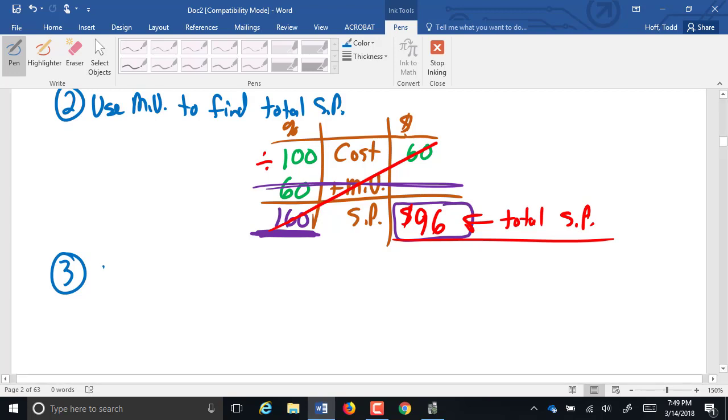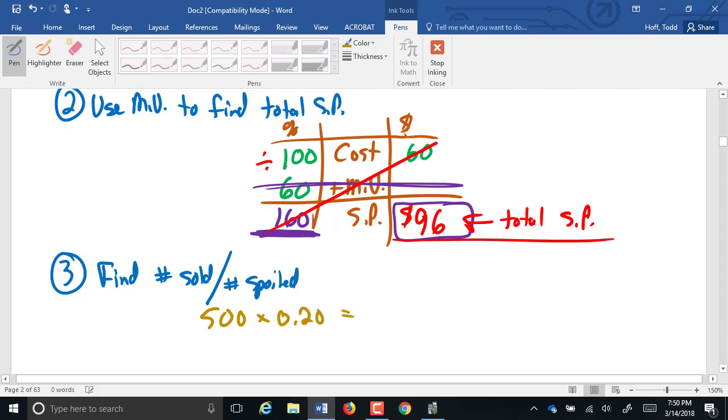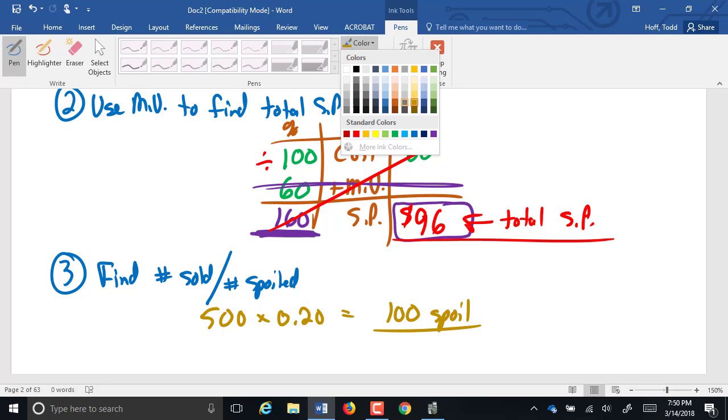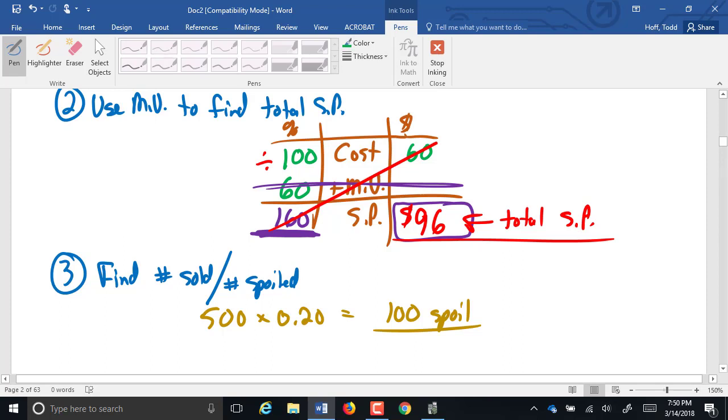Step 3. Find the number sold and number spoiled. So in here we have 500 cookies. What percent spoiled? 20%. So times 0.2 means 100 spoil. That's kind of sad. Yeah, I mean, breakage is a huge thing there. So how many are sold? Yeah, 500 total minus the 100 that spoiled gives us 400 sold.